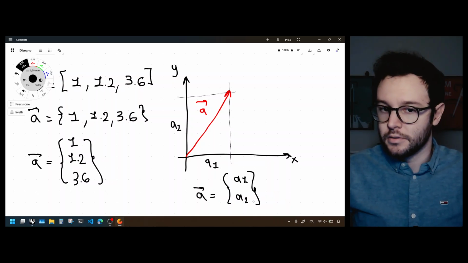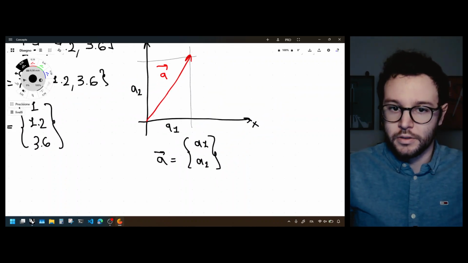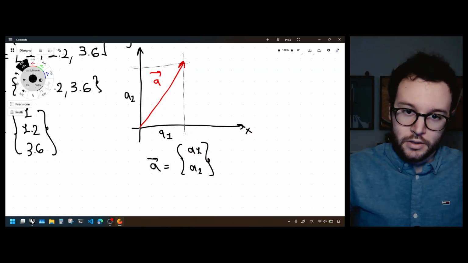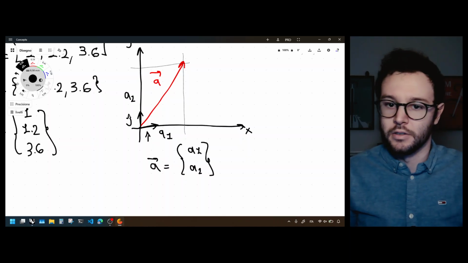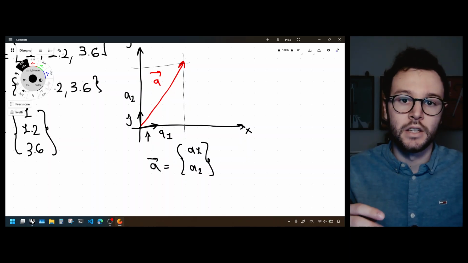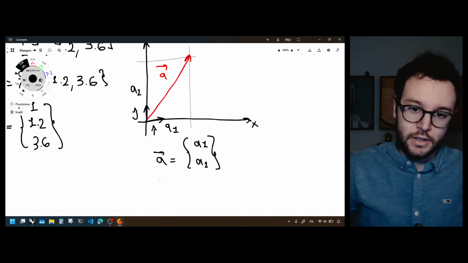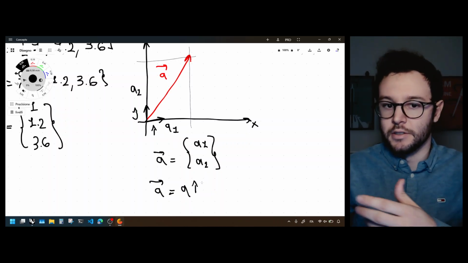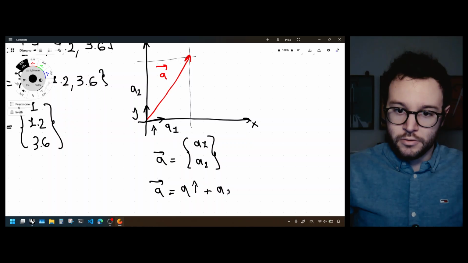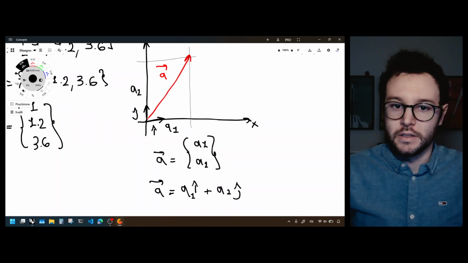All right, another representation, the last one we'll see about these vectors, is we could use the so-called unit vectors. So we could say that this is i, and this is j, and this represents a vector in the direction of the x-axis and of the y-axis with a length of 1. If we use these two notations, then we can also write that a equals a1 times i, so in the direction of i, plus a2, so this was a1, in the direction of j. So this is another way of representing a vector.